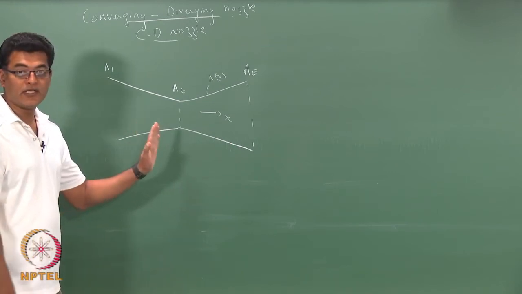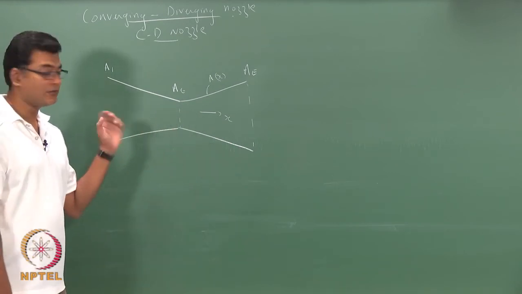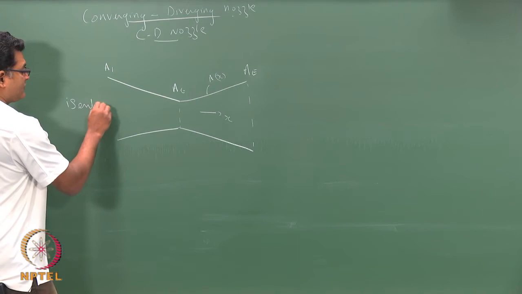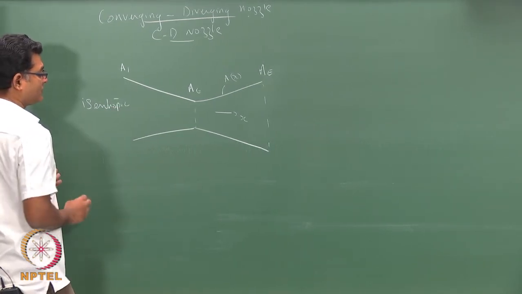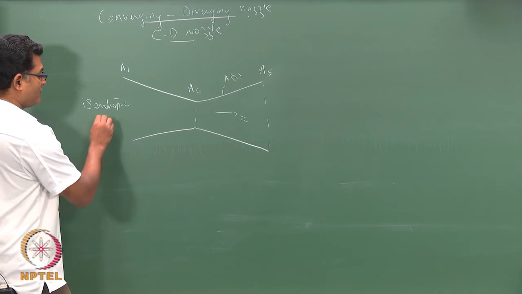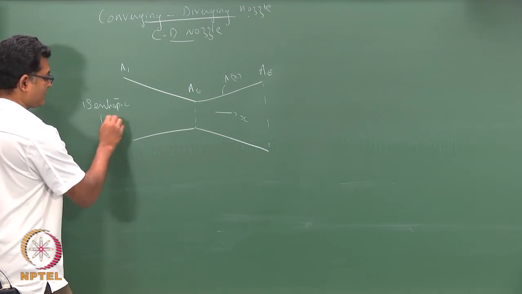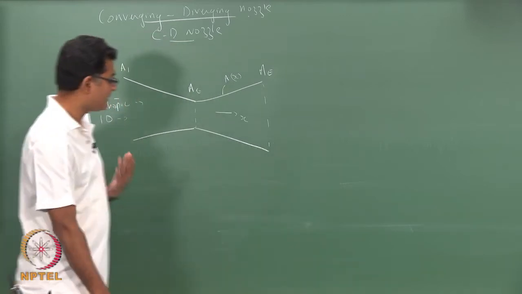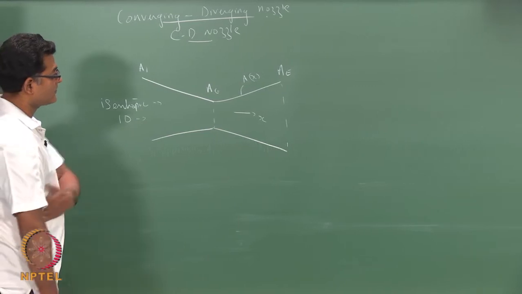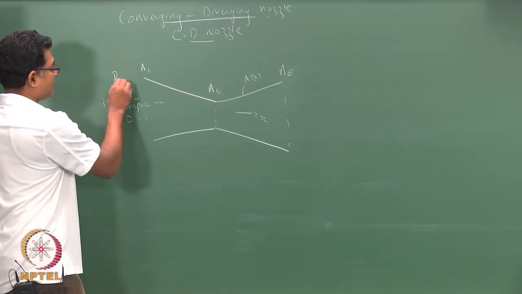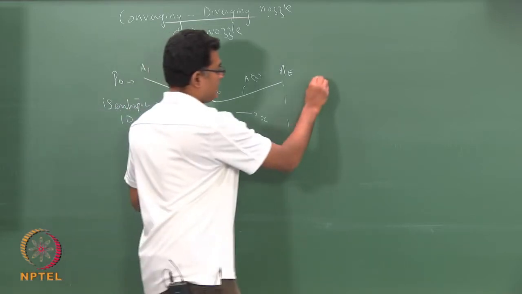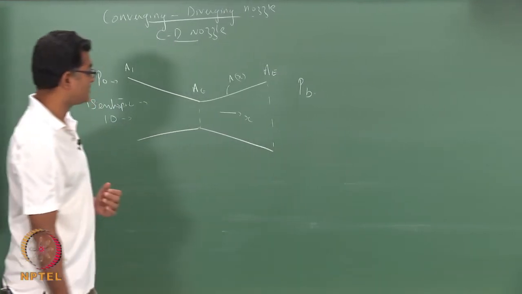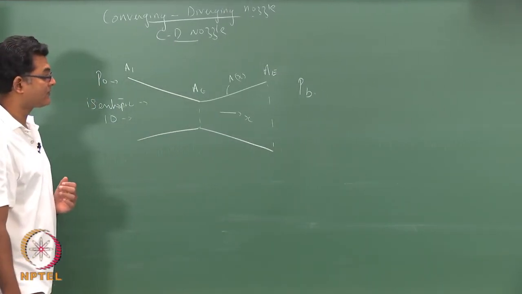As long as it is 1D, quasi 1D, our analysis would be true with the isentropic assumption. So, again we assume no losses, no Q, no shaft work. So, it is isentropic flow and quasi 1D. Within these two assumptions, we are going to analyze the flow as we have done before. There is a P0 that is coming in, and there is a PB, the back pressure that exists outside the exit of the nozzle.